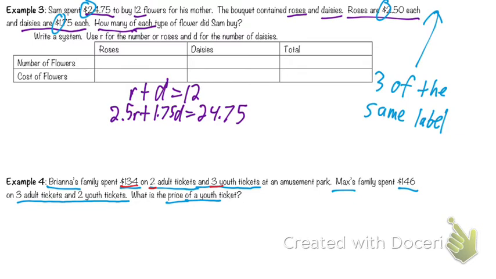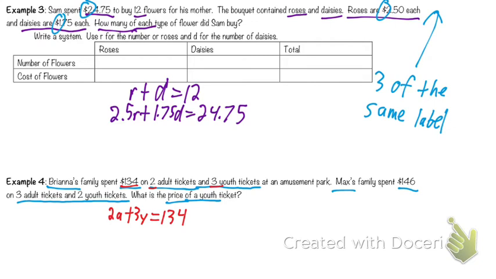So what could we call the price of an adult ticket if we don't know it? A. Okay, cool, A. So we could have 2 times A. Would that be how much they spent on adult tickets? Yeah. What about the youth tickets? 3Y, plus 3Y for youth. Now what would 2A plus 3Y equal? 134, the $134 they spent in total.